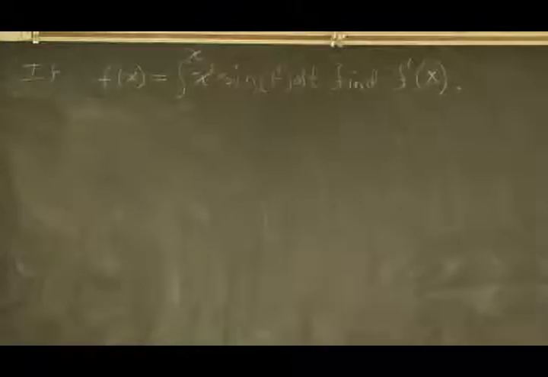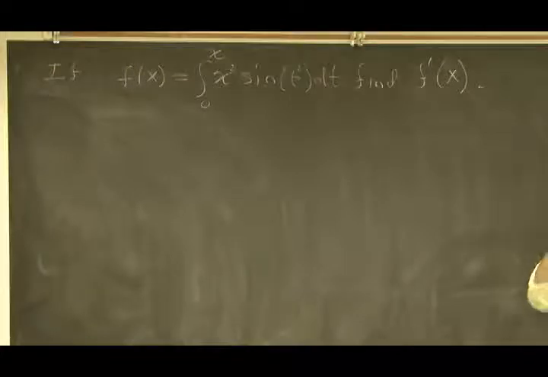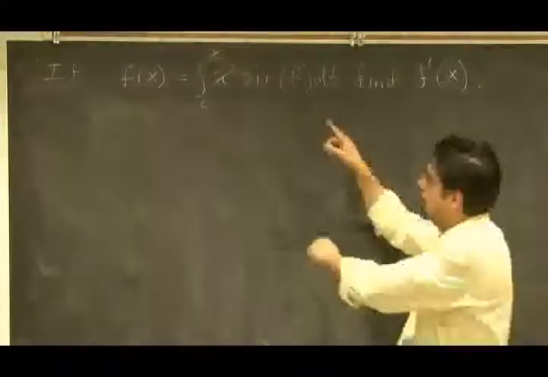So f of x is the integral from 0 to x of x squared sine t squared dt. And we'd like to find the derivative. Any ideas? We should use the product rule. We have to do something before we could use the product rule. This isn't a product of two functions the way it's written. I'm sorry? Okay.